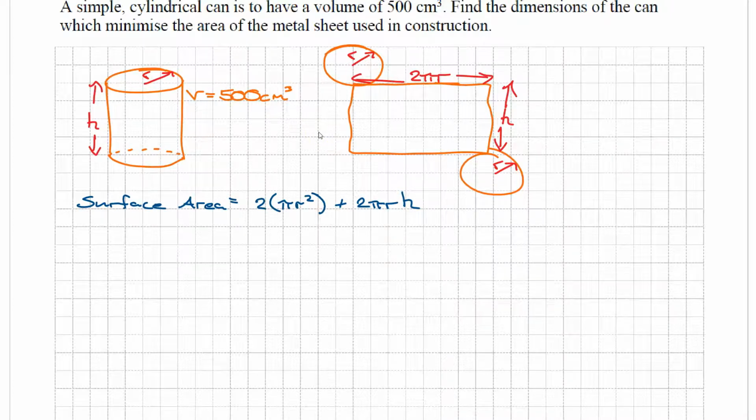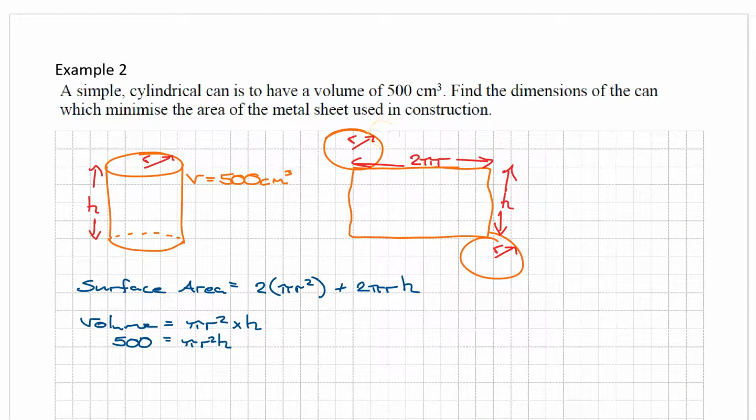Now we need to look at our constraint. We know that the cylinder has to be 500 centimeters cubed. So the volume of a cylinder is going to be pi r squared multiplied by its height, and that's equal to 500. Alright, so let's rewrite that. Perfect.